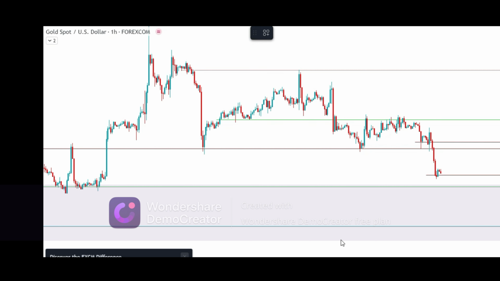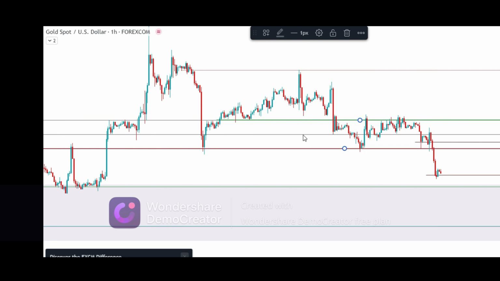I use a simple tool, the Fibonacci. When you mark out your liquidity zones, you want to separate each liquidity zone into halves, meaning into 4 different parts. You can see this liquidity zone and this liquidity zone. I want to separate it into 2.